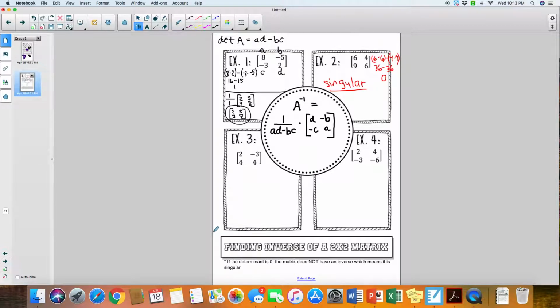I'll give you some time to try example 3 and example 4. Remember, look for the determinant first by cross multiplying and then finding the difference. Once you find the determinant, you want to rearrange your matrix. Take your A, B, C, and D and rearrange them in this order: D, opposite of B, opposite of C, and A. Then you multiply whatever your fraction or decimal or whole number is by each of the new terms. Go ahead and press pause to give yourself an opportunity to try both of these examples to see if you got it right.